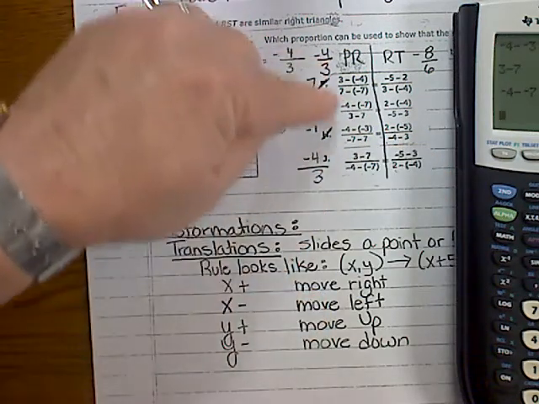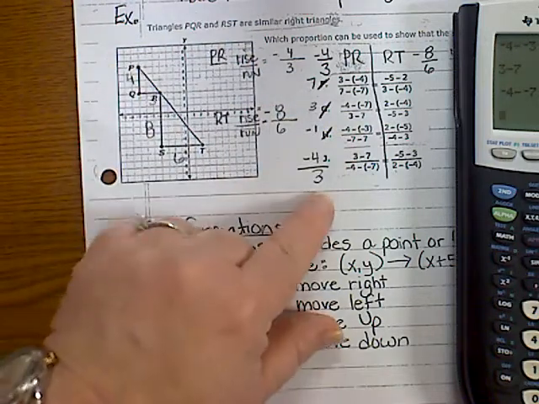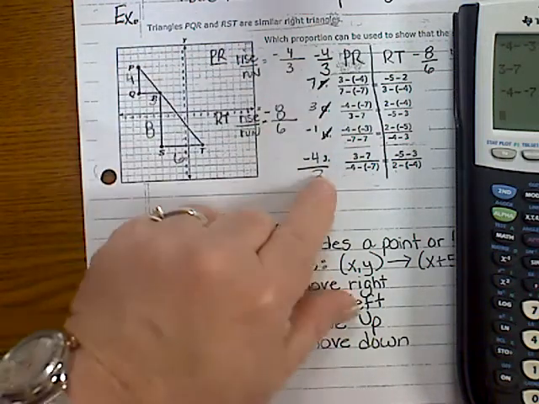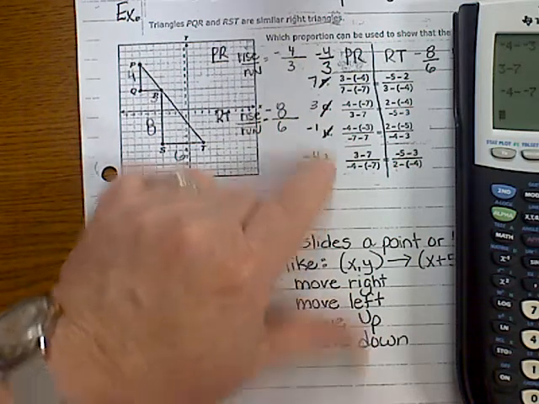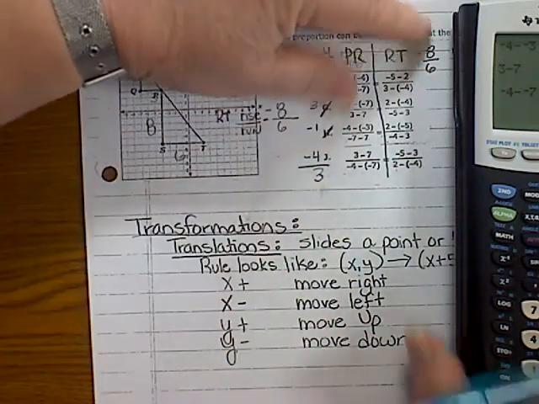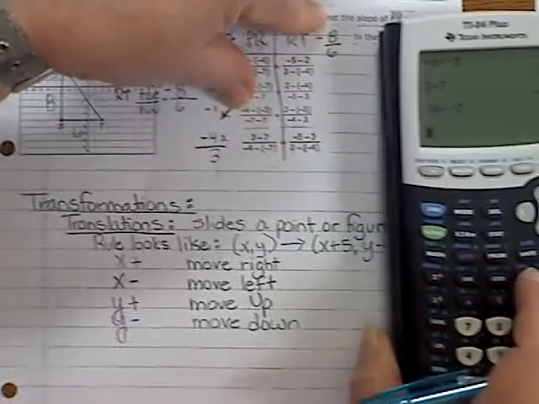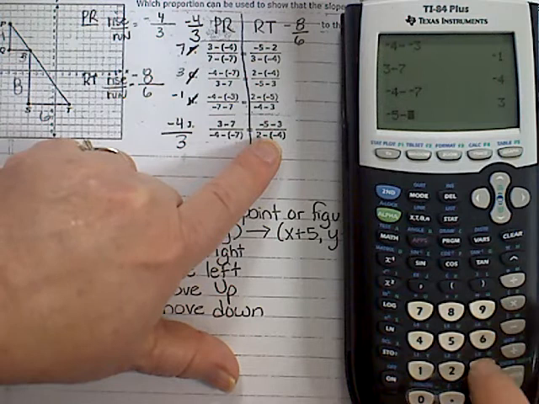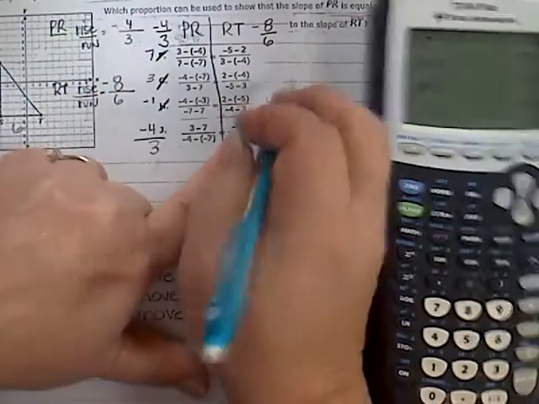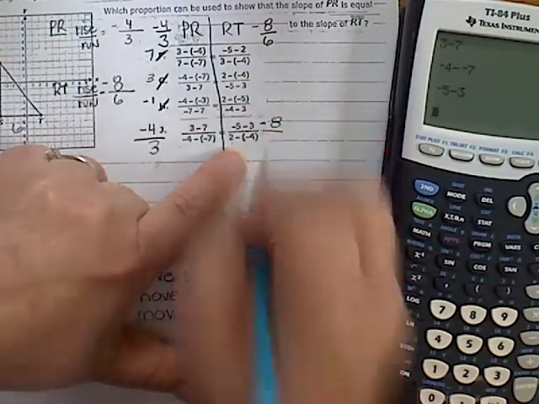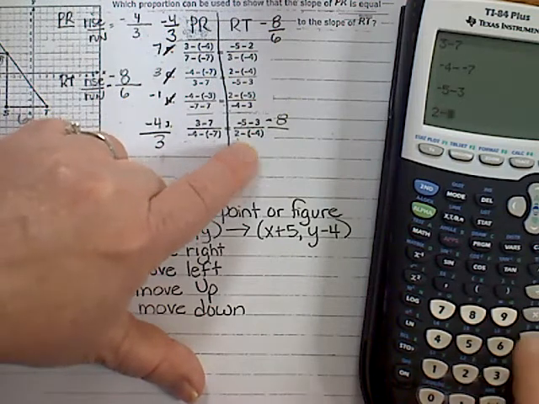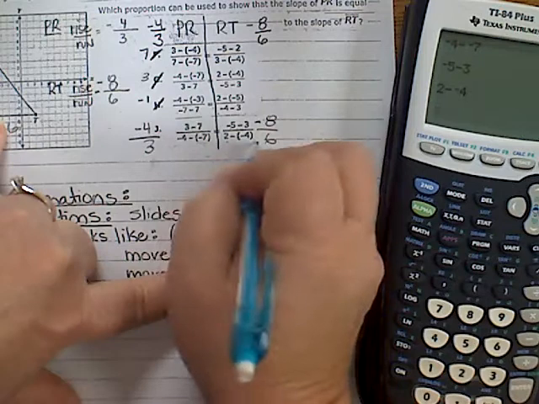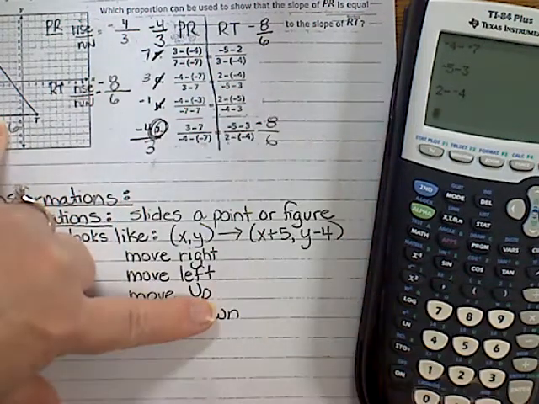Now, sometimes there's more than one that will be equal to it. So once you have found the one where this side is equal to PR, then I need to check the RT just to make sure that it is the same. So I'm going to do negative 5 subtract 3, and I get negative 8 over 2 subtract negative 4, and I get 6. So yes, it does match all the way through, so J is my answer.